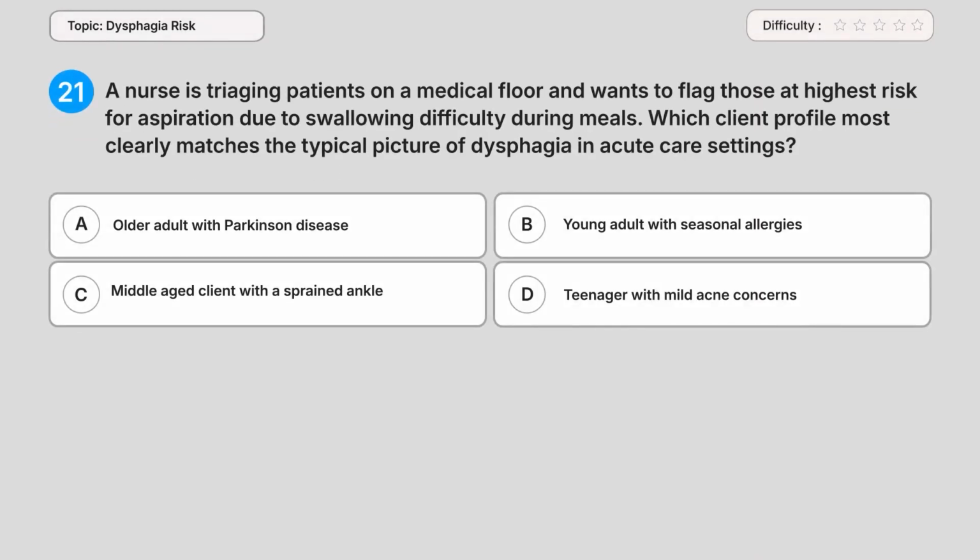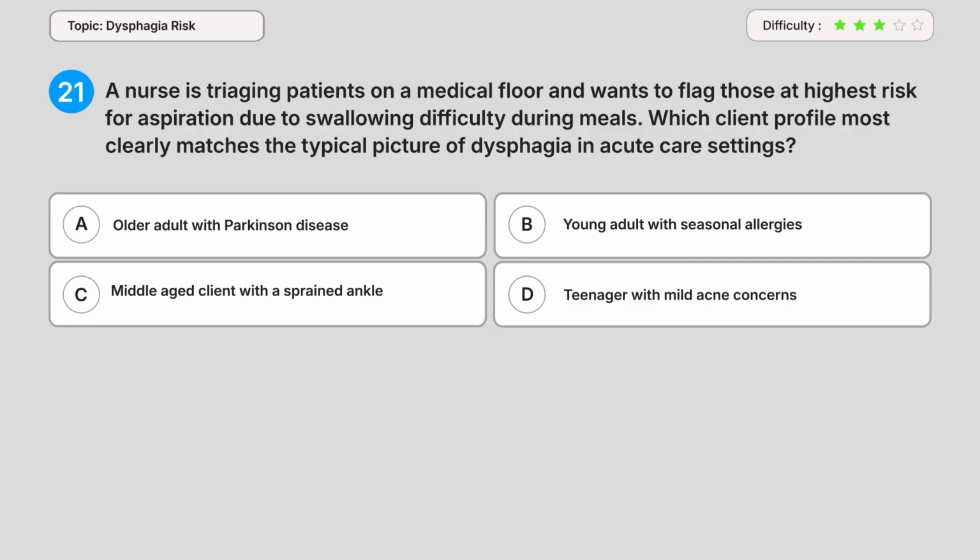21. A nurse is triaging patients on a medical floor and wants to flag those at highest risk for aspiration due to swallowing difficulty during meals. Which client profile most clearly matches the typical picture of dysphagia in acute care settings?